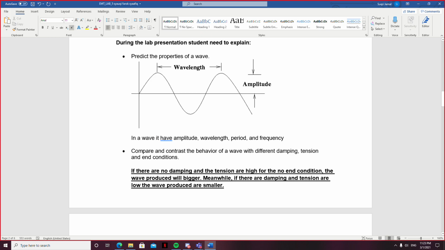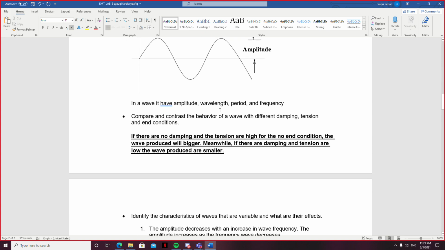The second procedure is to compare and contrast the behavior of waves with different damping, tension and end conditions. If there is no damping and the tension is high for the no end condition, the wave produced will be bigger. Meanwhile, if there is damping and the tension is low, the wave produced is smaller.